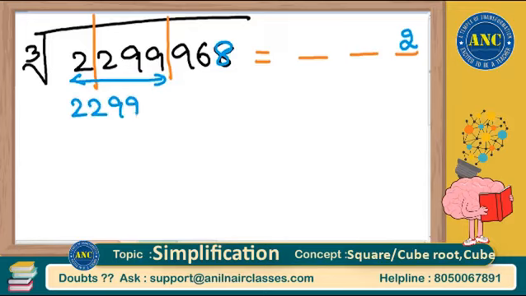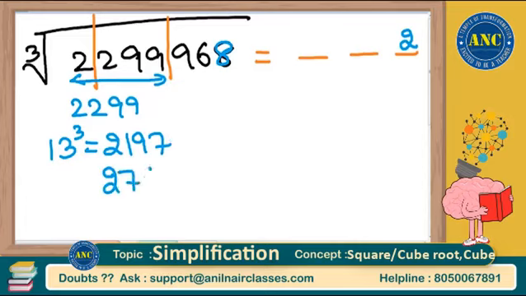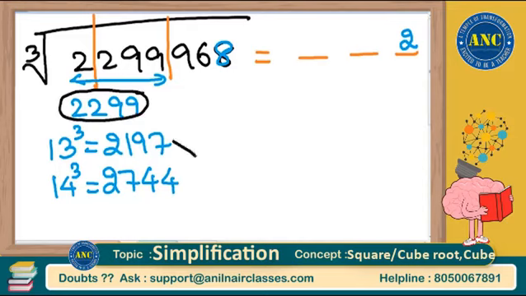Now think logically, Ravi Kumar. Which two cubes will lie around 2299? That is what I am interested in finding. 13 cube is 2197, Ravi Kumar. Similarly, 14 cube is 2744. That is exactly the reason I told you should know the cubes minimum till 15. That means this particular number lies between 13 cube and 14 cube. Smallest is 13. Put that 13.